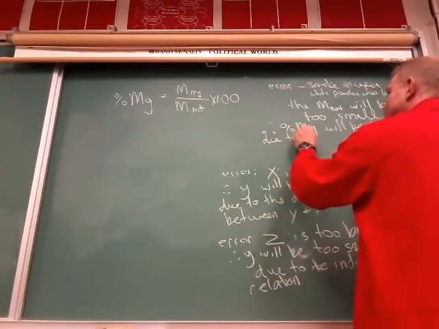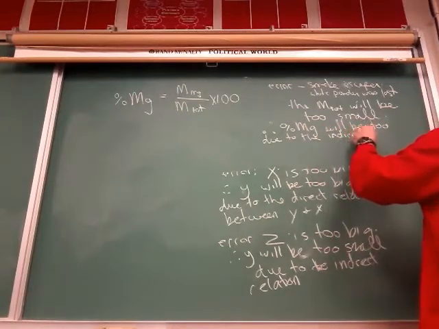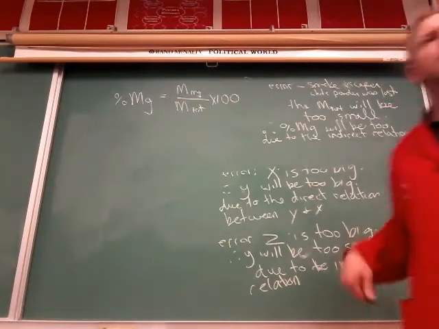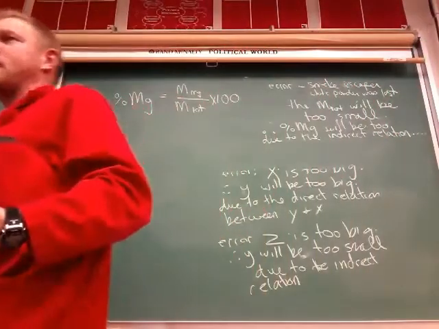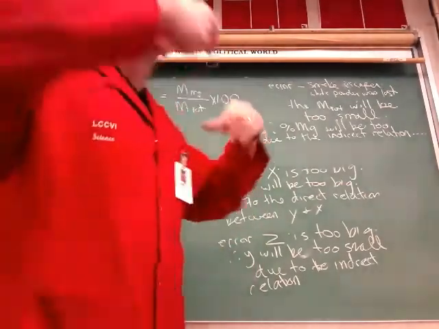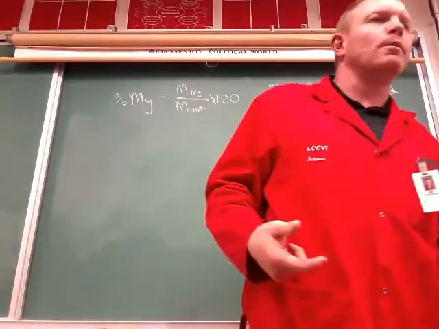Due to the direct relation, blah, blah, blah. That means you've got to make it sound a little more flowery: between the percentage magnesium and the total mass, as can be seen by the following equation. You give me the equation, I read it, it all looks beautiful, and you get nice full marks.